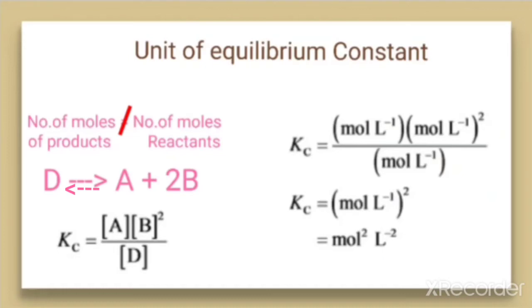So this is the unit for this general equation. There are many examples in which the number of moles of product is not equal to the number of moles of reactant. In such a case, there will be a unit for Kc. So from this it is very clear that the unit for Kc depends upon the type of equilibrium reaction. Depending upon the number of moles of reactant and product, it will have a unit.